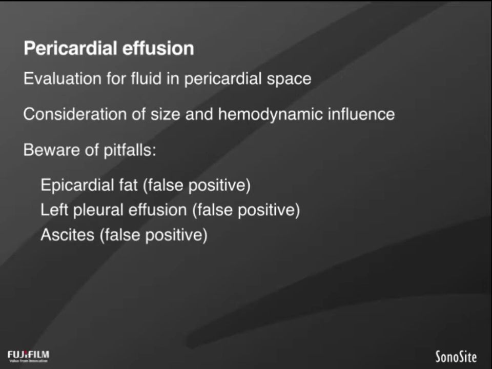The assessment for pericardial effusion, of course, is identification of fluid in the pericardial space. Once identified, trying to determine the size and the hemodynamic influence is paramount. And in particular, novices must be mindful of false positives in the form of epicardial fat or a left pleural effusion when viewed from the parasternal long axis view, or ascites when viewed in particular from the subxiphoid approach. We will review these pitfalls with some images shortly.